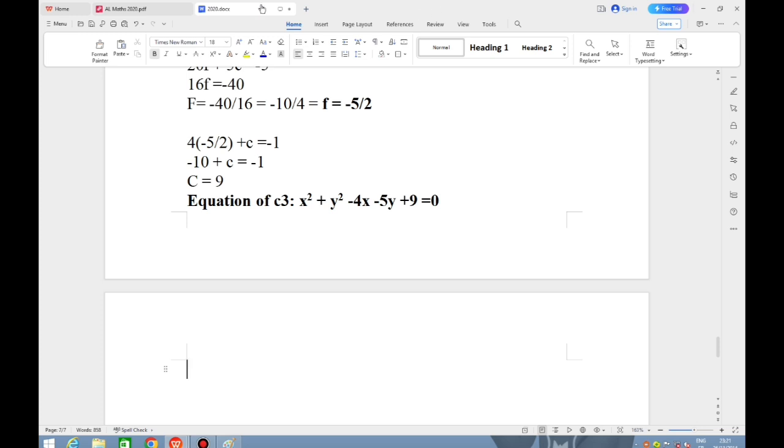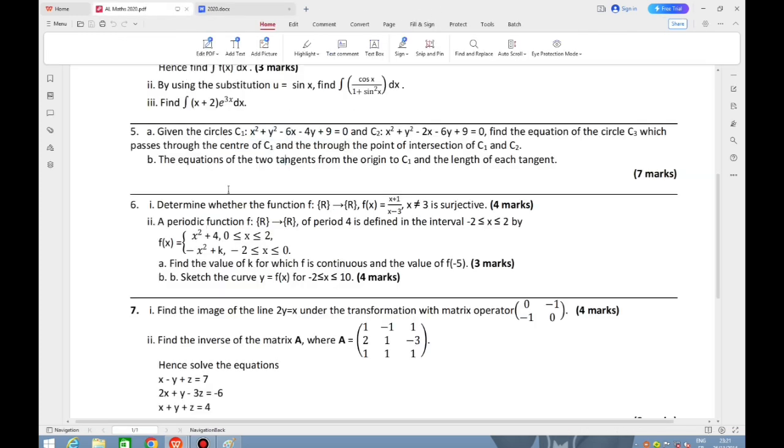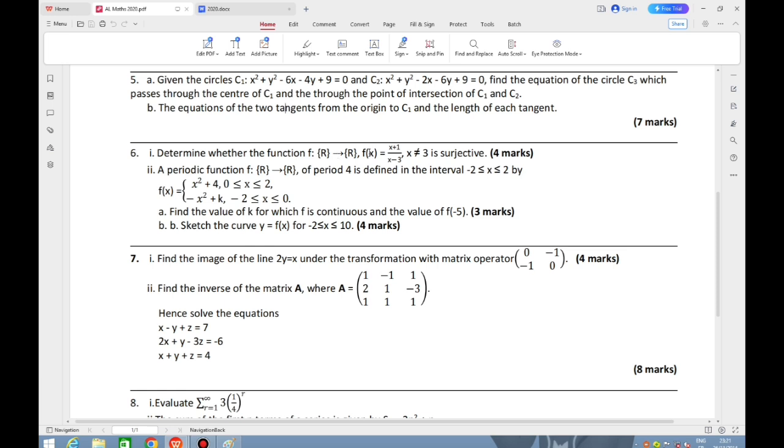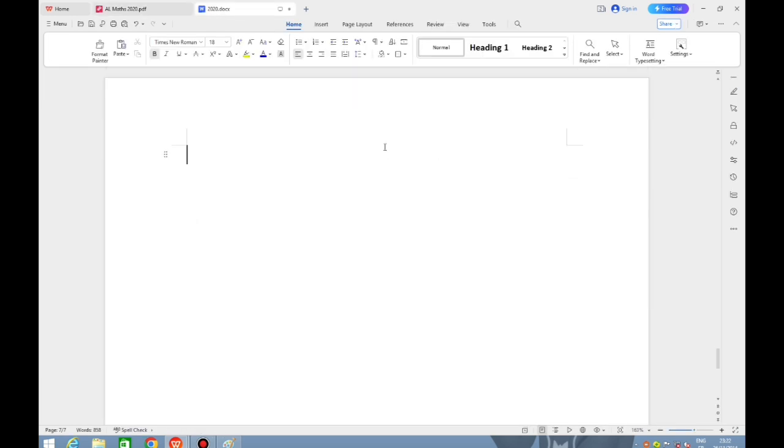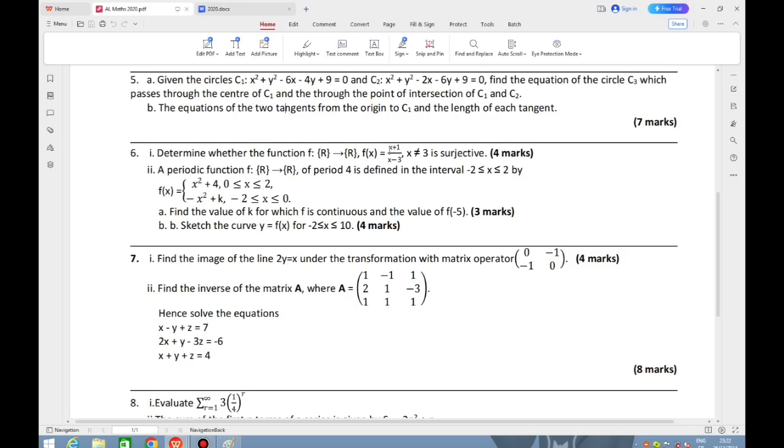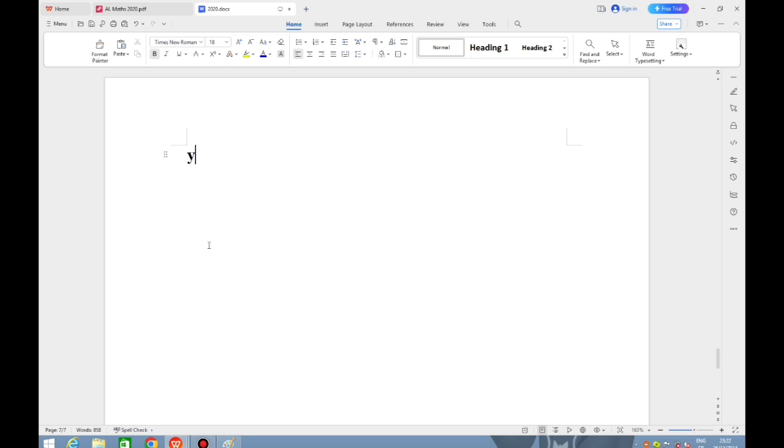Alright, the next question is question 6, which says determine whether the function f of x equals x plus 1 over x minus 3 with the domain x is not equal to 3 is surjective. For a function to be surjective, the domain of the function has to be equal to the codomain of that function. And the codomain of a function is simply equal to the domain of the inverse of the function. Now to find the inverse of this function, x plus 1 over x minus 3, let y be equal to f of x, right?